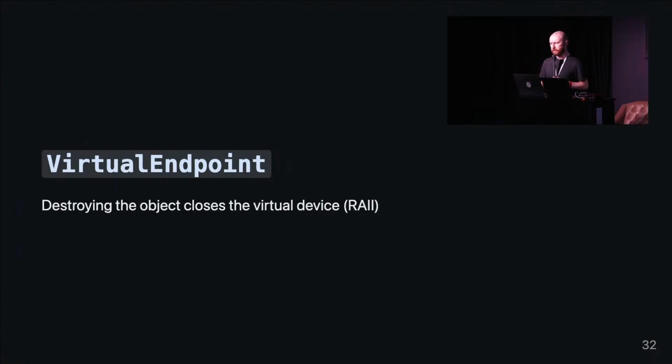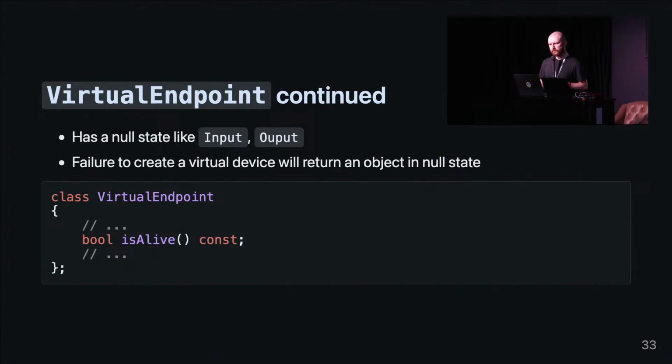Again, this is an RAII type, so all the devices associated with all the resources will go away when it gets destroyed. And it also, again, has a null state like input and output. So on platforms where virtual UMP is unavailable, we'll just return a null virtual endpoint on failure, and then you can fall back to creating a legacy virtual port if necessary.